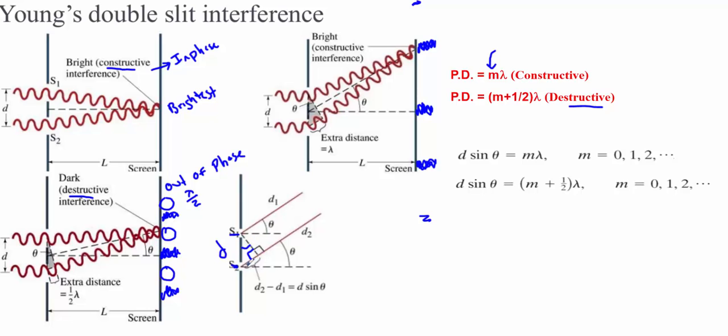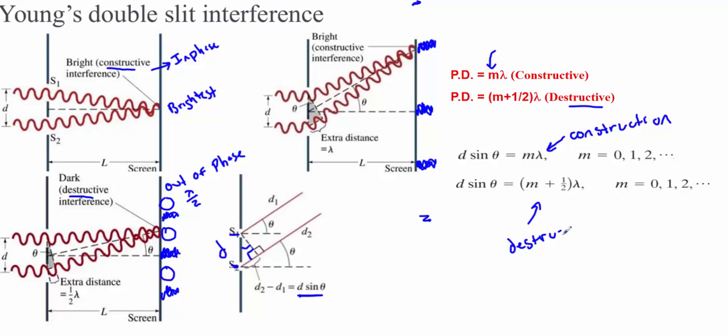It turns out that this extra distance that the second wave travels is simply the hypotenuse times the sine of theta, or d sine theta. And for construction, that d sine theta must equal the path difference, m lambda. And for destruction, that d sine theta must equal the m plus 1/2 lambda path difference. So we get these two equations here. One is specific for construction, and the other is specific for destruction.